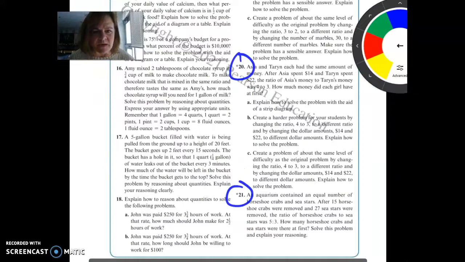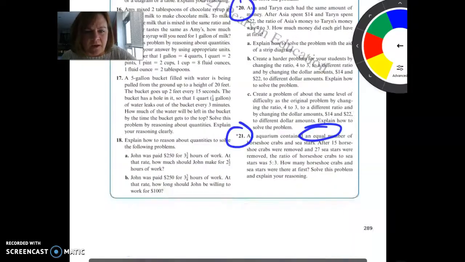An aquarium contained an equal number of horseshoe crabs and sea stars. The key piece here is that equal number. Hopefully you're thinking about that in terms of how it's similar to number 20. After 15 horseshoe crabs were removed and 27 sea stars were removed, the ratio of horseshoe crabs to sea stars was 5 to 3. So how many were there at first?